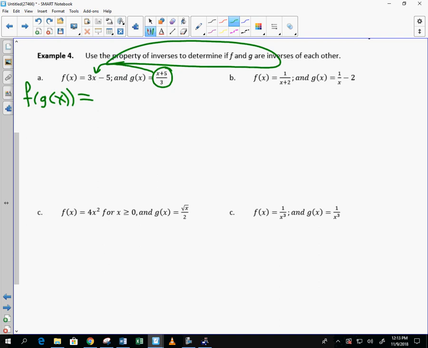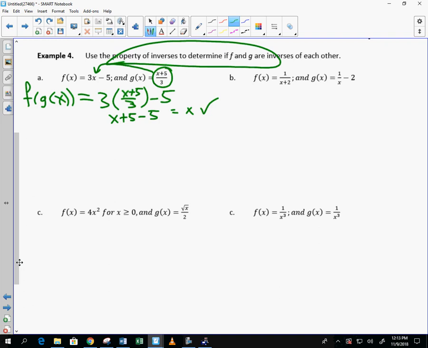So I like to use parentheses around g. So I go 3 times parentheses x plus 5 over 3 minus 5. That way I make sure that I've kind of isolated it, and I can see what works out. What's going to happen when I multiply this by 3? What happens to the 3's? I cancel. Times 3 divided by 3. So I get x plus 5 minus 5. What's x plus 5 minus 5? X.